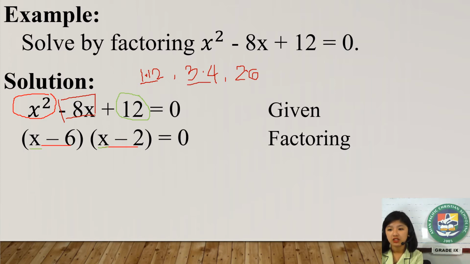Next, dito tayo sa 3 and 4. So, kapag ba pinag-add ang 3 and 4, possible ba na makuha natin yung 8? No, kasi 3 plus 4 is equal to 7. Then, kapag sinubtract siya, so 4 minus 3 will give you 1. So, hindi siya possible. So, tignan natin tong 2 and 6.